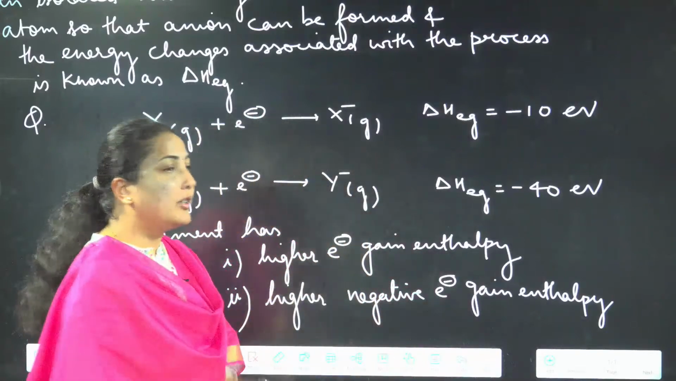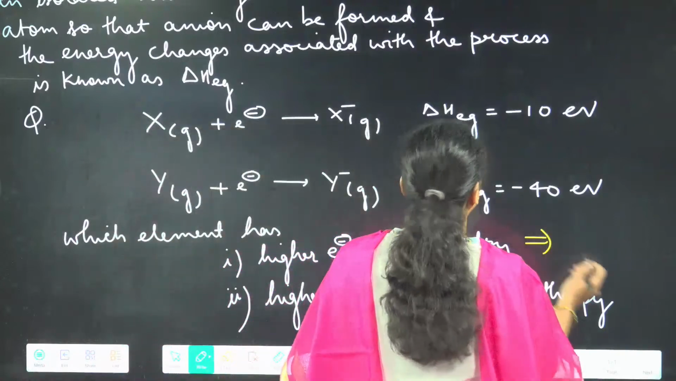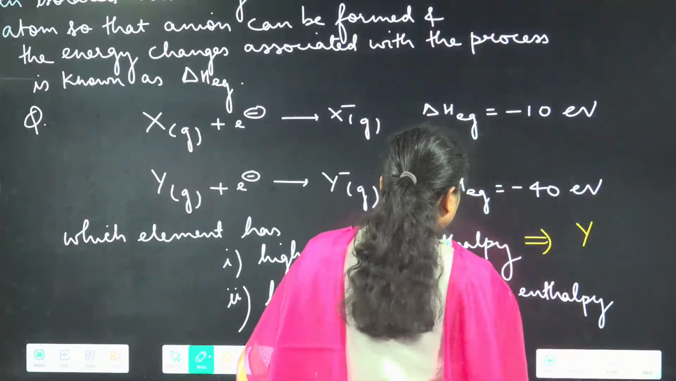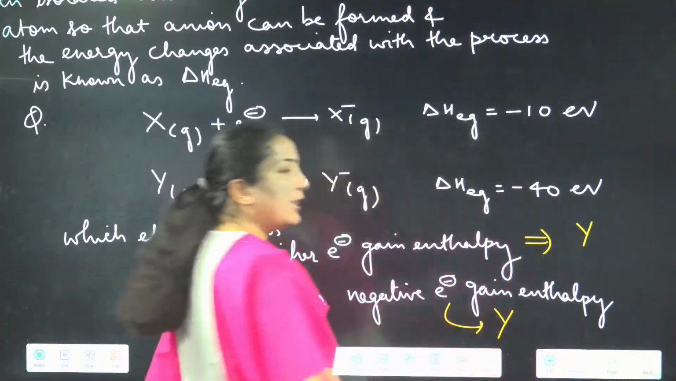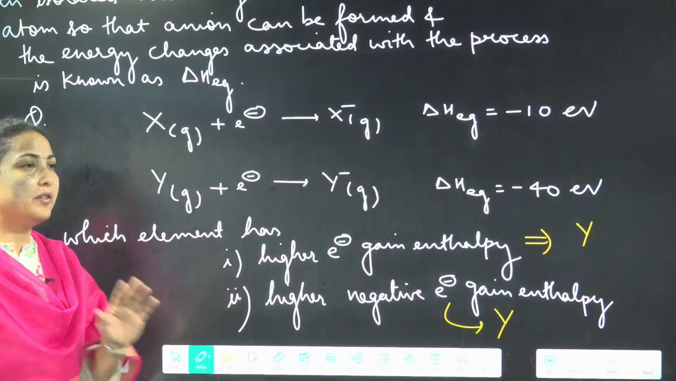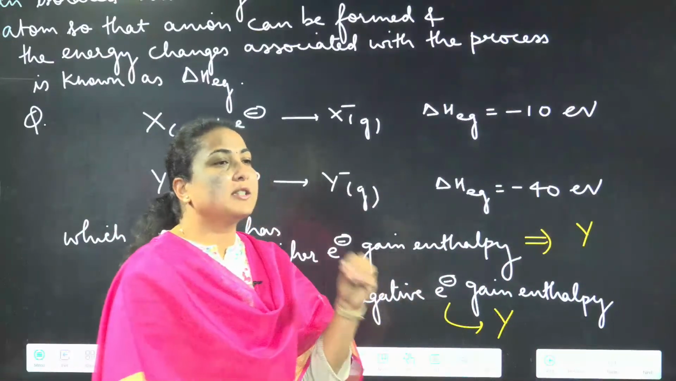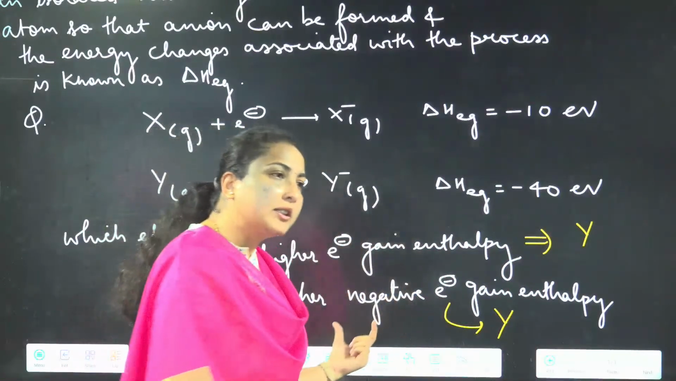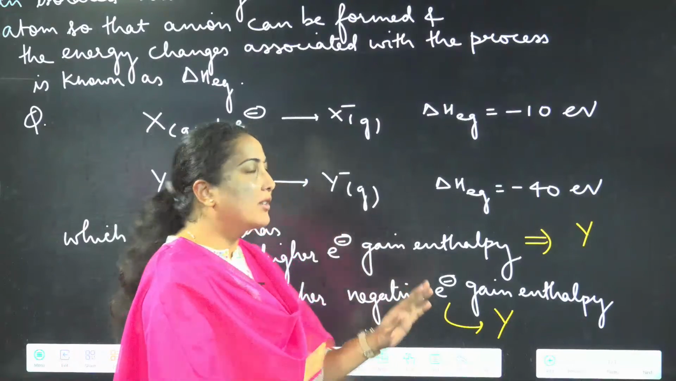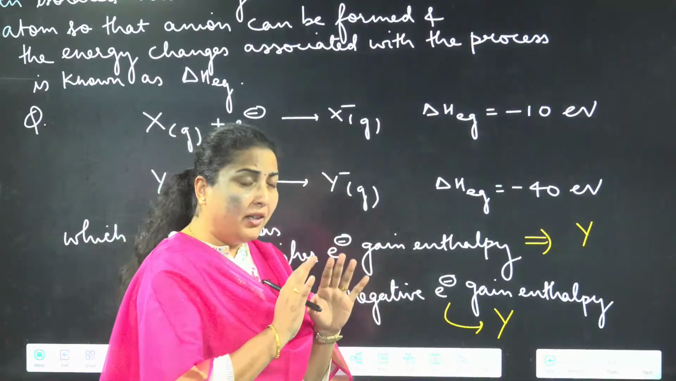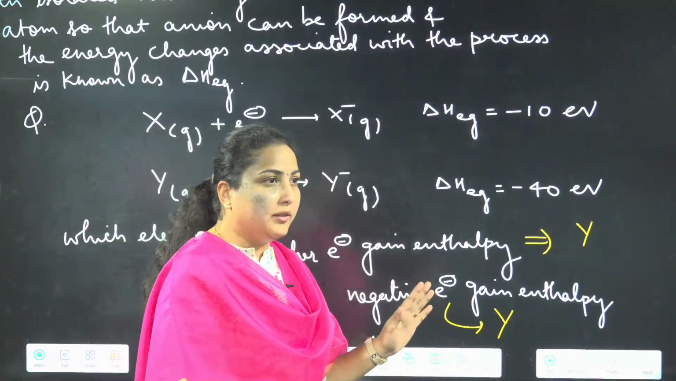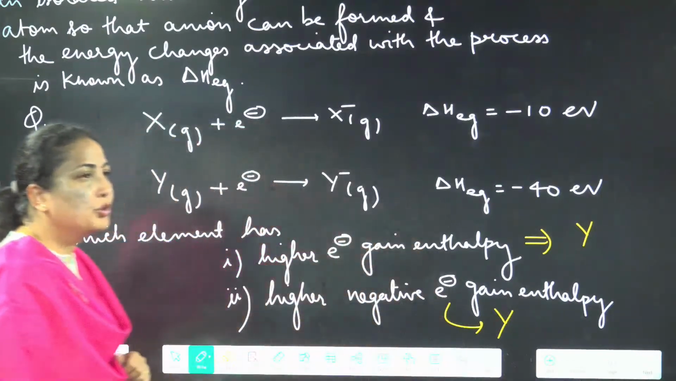So for higher electron gain enthalpy, my answer would be Y, and which has negative electron gain enthalpy, it is again Y, because we always compare the negative electron gain enthalpy only, right? So that's the reason I'm saying which is higher negative, whatever term they are using, they are ultimately asking which one has higher electron gain enthalpy only. Getting it? There should not be any confusion here.